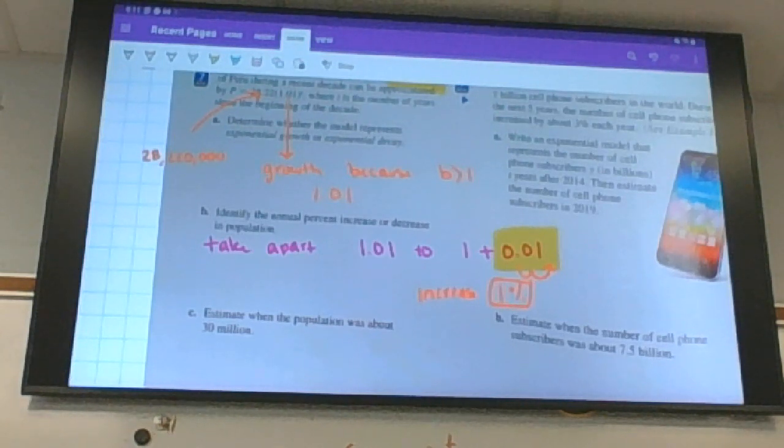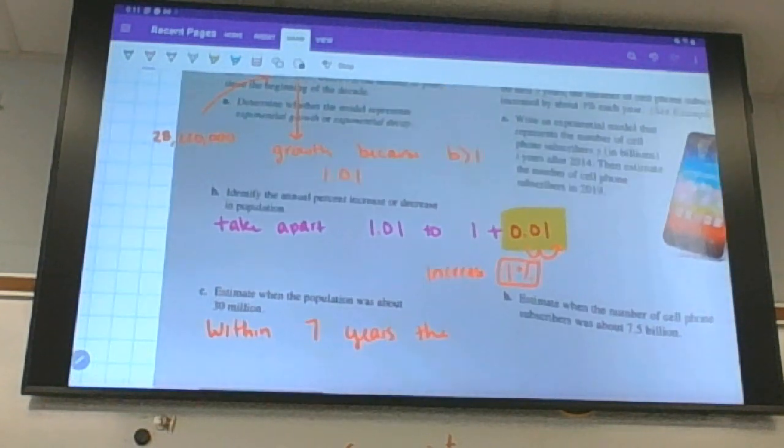At 1%, it takes 7 years for the population to get over it.